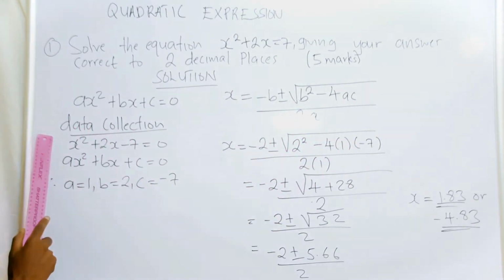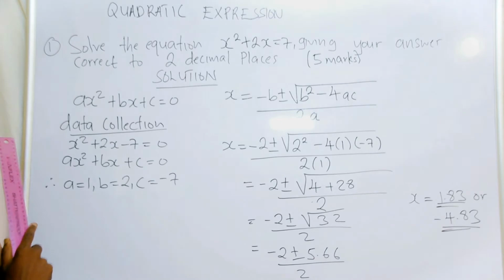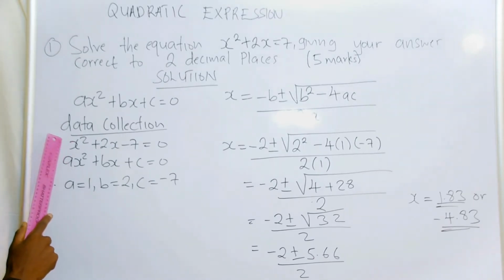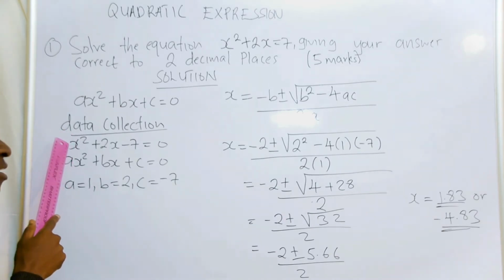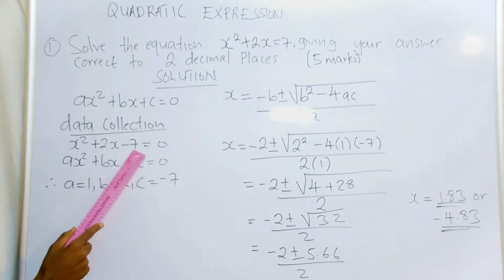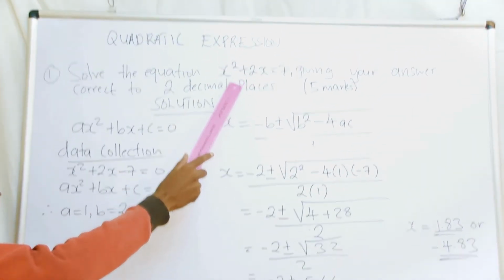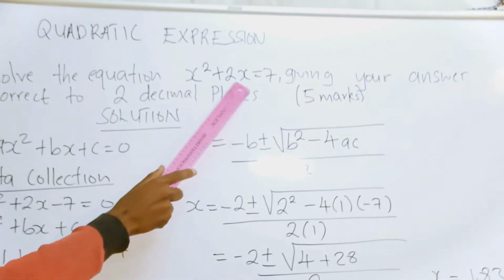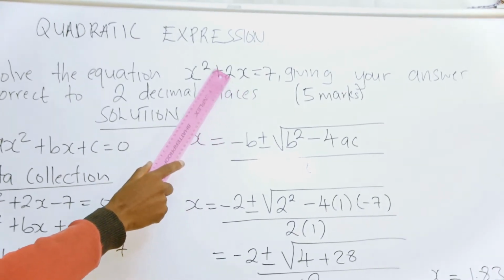And so we come to the section which I love so much, which is basically called data collection. When we are answering any question in mathematics, we must never skip this step. We call it data collection so that your thinking process is in line with the examiner's requirements. This is the expression that we are given: x squared plus 2x minus 7 is equal to 0. In the question, they are saying x squared plus 2x is equal to 7. So we must now harmonize this to the standard expression.